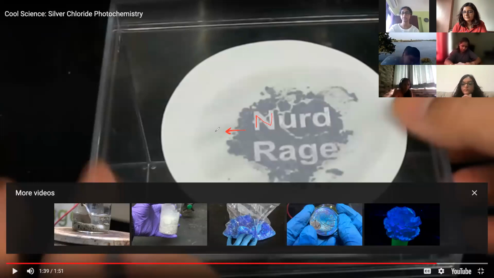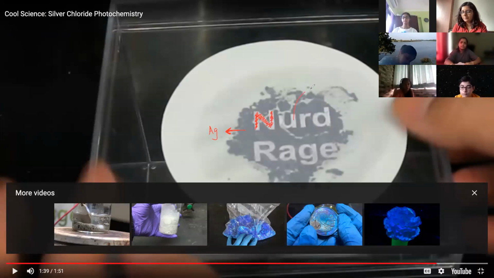Silver. This is silver, correct. So you started off with silver chloride. Whichever region was not exposed to light still remained as silver chloride. So that was still white in color. That's still the salt that is there.